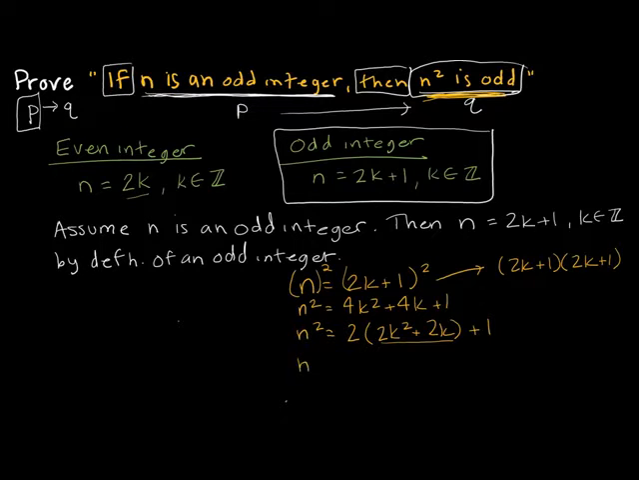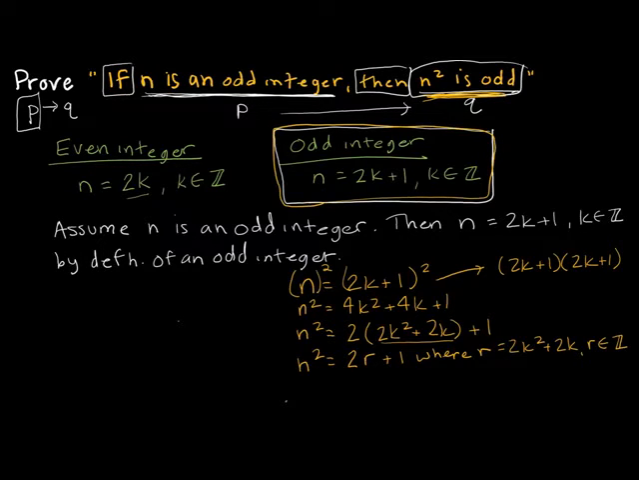But a lot of people don't like that because there's still kind of a lot going on here. So quite often what you'll see is n squared equals 2r plus 1, where r equals 2k squared plus 2k, and r is an integer. So now what have I done? Now I've said, hey, I've done all of this work. I have found that my n squared gives me an odd integer. So at the end, I'm just going to summarize what I have found. And what I have found is, therefore, n squared is odd.